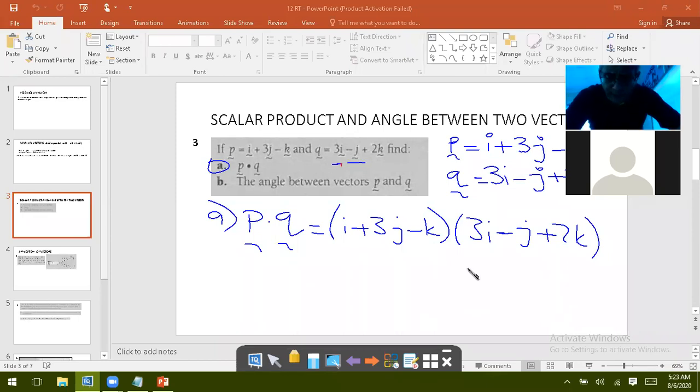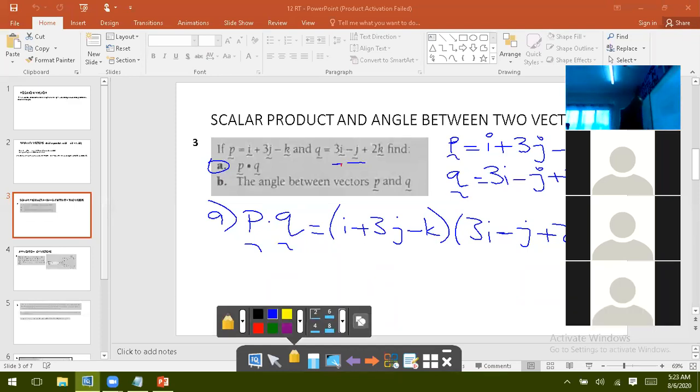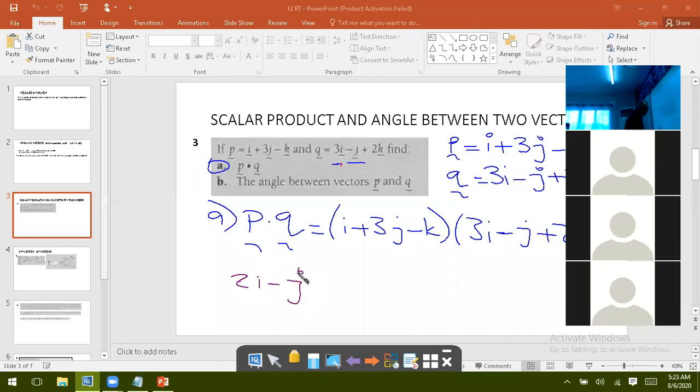Just to summarize, you tell me: 2i minus j, 6i minus 3j. Are these two vectors parallel or not? Yes, they are. Yes or no? Yes. Why yes? Oh wait, no. How are they?